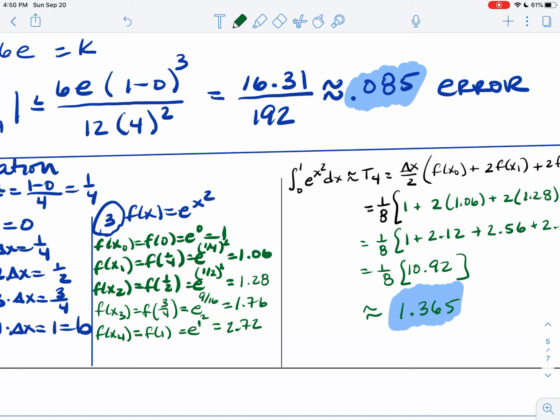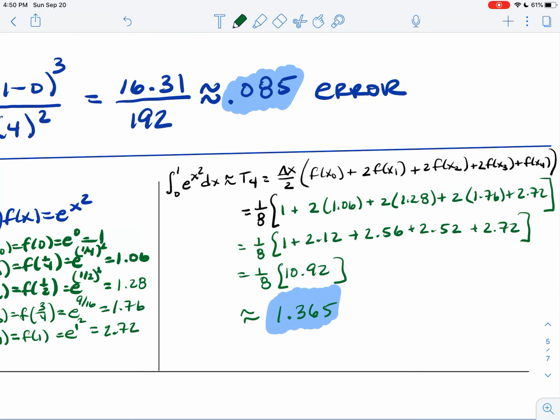Good. Our third step is then to calculate the function outputs for each of those x sub i's, being x sub 0 up through x sub 4, and our function is e to the x squared, so we break out our calculator and we calculate e to the 0, e to the 1/4 squared, e to the 1/2 squared, e to the 3/4 squared, and e to the 1 squared, and we get those approximations. If I wanted to do 6 decimal places, I could write those 6 decimal places there, but for a matter of convenience, I'm going to use 2 or 3.